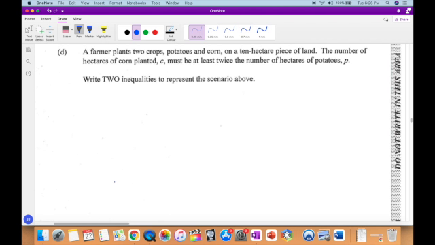A farmer plants 2 crops, potatoes and corn, on a 10-hectare piece of land. The number of hectares of corn planted is C. So let me start to write down the information they're given there, right? So corn is going to be C. The number of hectares of corn, C, must be at least twice the number of hectares of potatoes. So potatoes is P.